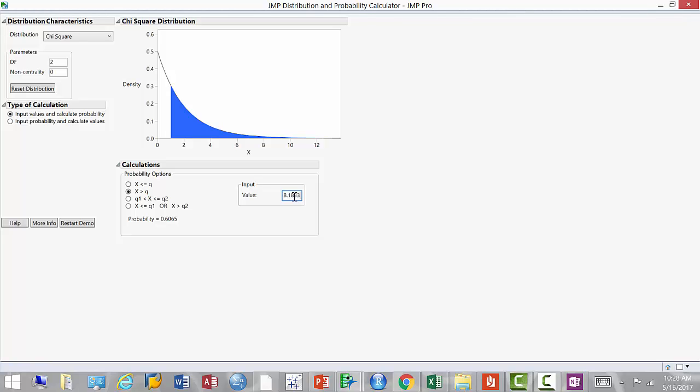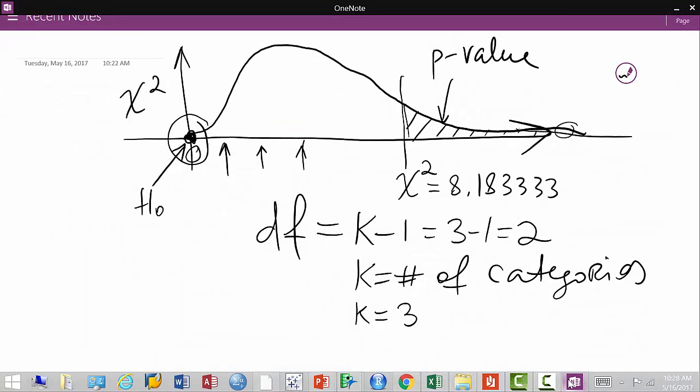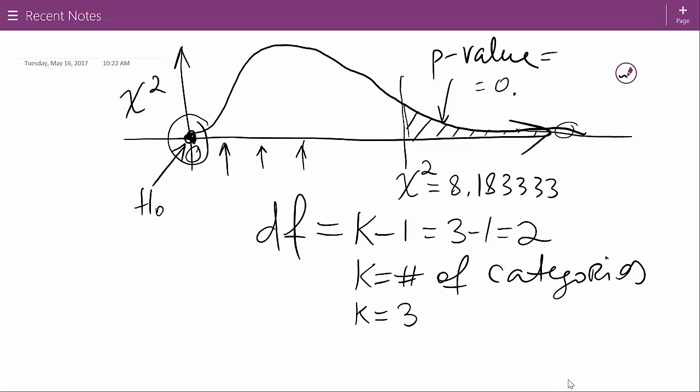8.1833. That's it. And when I hit enter, there it is. Okay? Probability in the right tail, you can see that right tail is very small, right? And the probability is small, 0.0167. I'm going to write that down. So the p-value right there is 0.0167. Okay? All right.